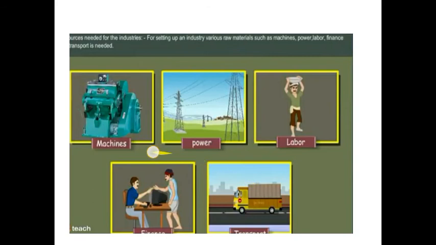Without machines, you cannot set up the industry. Without power, without electricity, your machines will not work. Many machines work with electricity. Labor is also required. We need workers to make our product. Money is the basic need, and transportation for transferring our product from one place to another. So, transport is also needed to set up an industry.